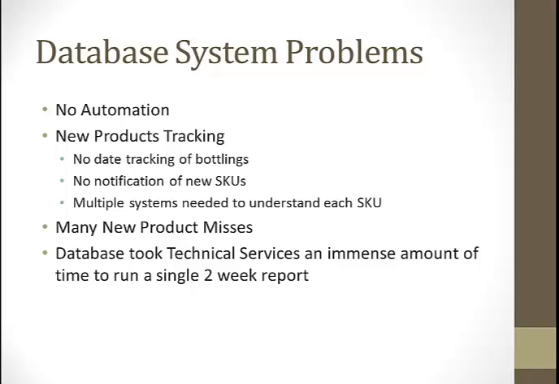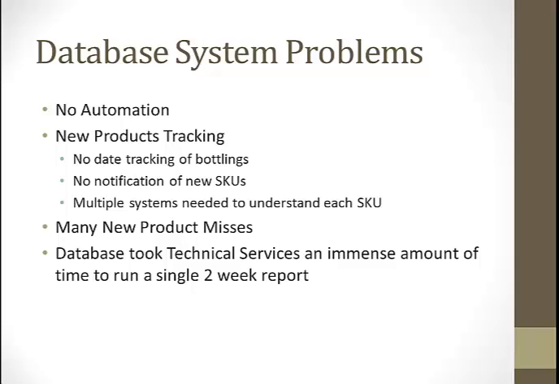Lastly, with the new products tracking, there are multiple systems that I need to use in order to track a SKU as it goes through its lifespan. 2 different systems tell you very important information about each SKU. One system tells you the bottling date, while the other system tells you what project goes with that SKU. Because there was so much manualization, many of the new products were missed. I was not able to keep up with all of the different new products that were hitting the bottling line.